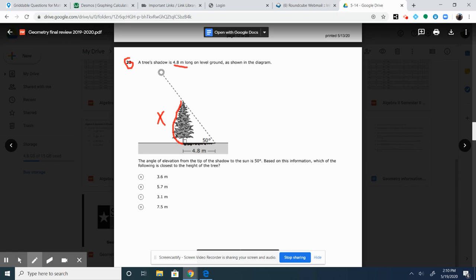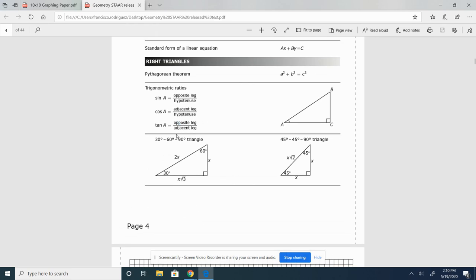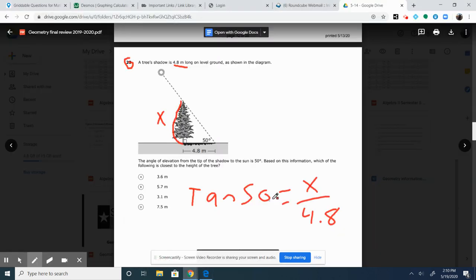We have enough information to use a trig ratio. So we are going to use tangent of 50 to find x over 4.8. And in case you don't remember, our ratios are going to be here. So we're using tangent, which is opposite over adjacent. So to find that, we're going to cross multiply. And so our answer is x equals tangent of 50 times 4.8.